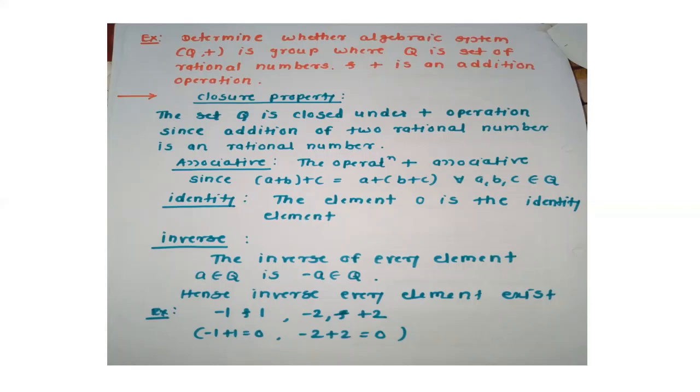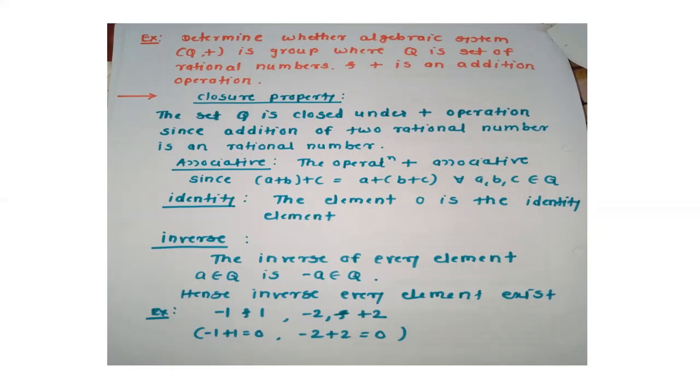So closure property: the set Q is closed under the plus operation since the addition of two rational numbers is also a rational number. When we consider two rational numbers, the addition of these two rational numbers is always a rational number. So we can say that Q is closed under this plus operation. Next, associative. So operation plus is associative.